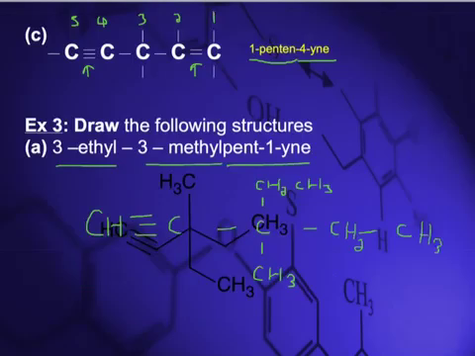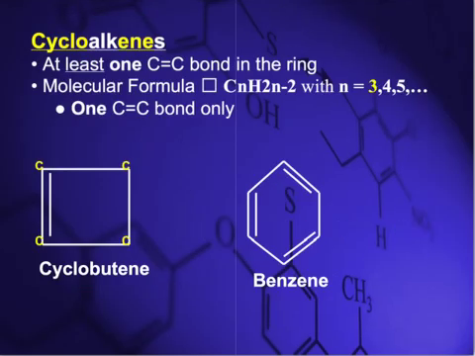The next class of compound we're going to talk about are cycloalkenes. Alkenes again indicate there's going to be a double bond, and cyclo means the compound is cyclic or in a circle.